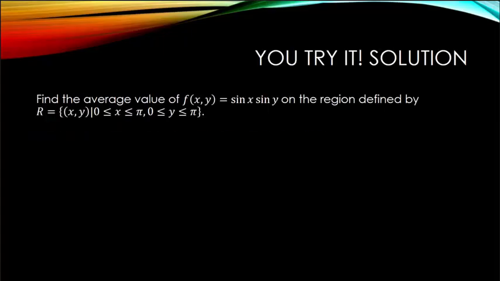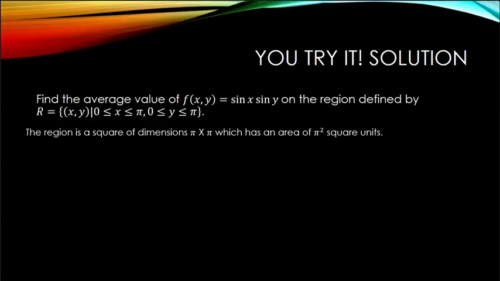So I'm looking for the average value of the function f of xy is equal to sine of x times sine of y on a region defined by the set of all points xy, such that 0 is less than or equal to x, which is less than or equal to pi, and 0 is less than or equal to y, which is less than or equal to pi. The region is a square with dimensions of pi by pi, which has an area of pi squared units, so that my average value will be given by 1 over pi squared times the double integral over the region R of sine x sine y dx dy.